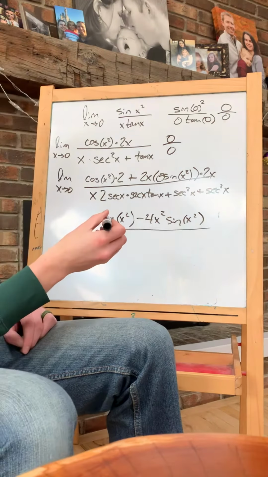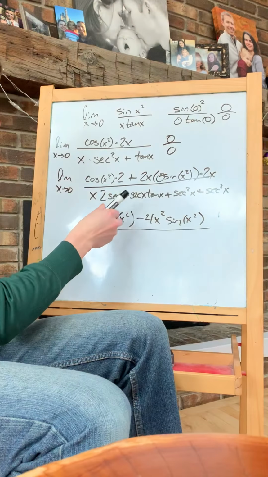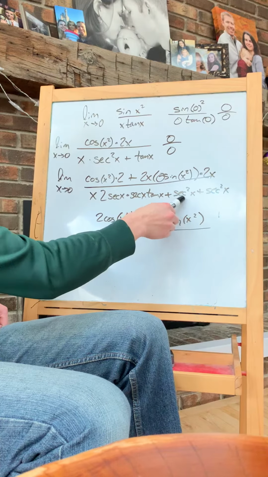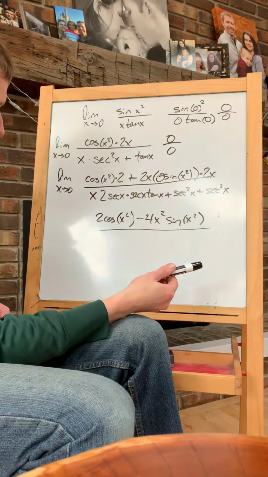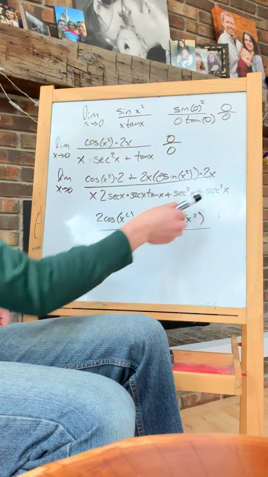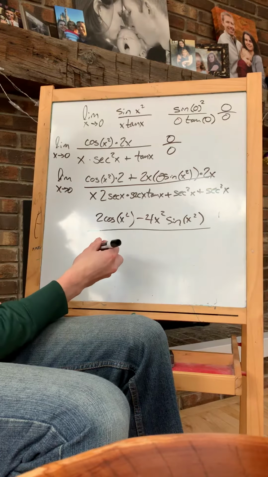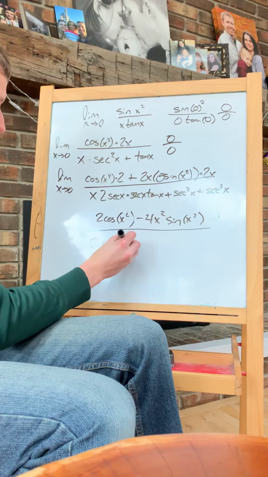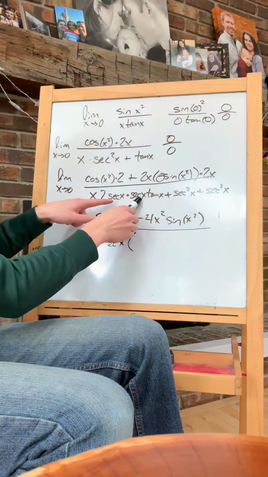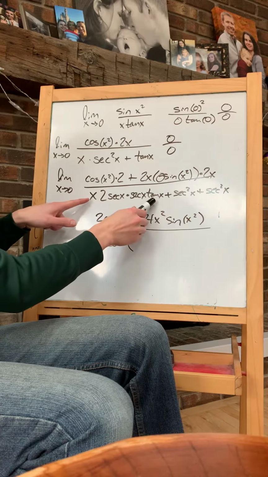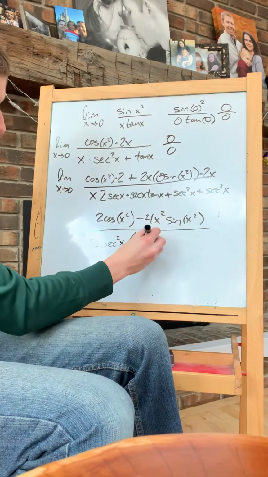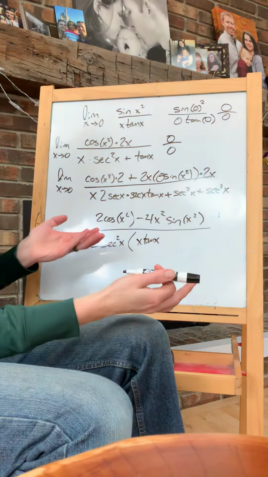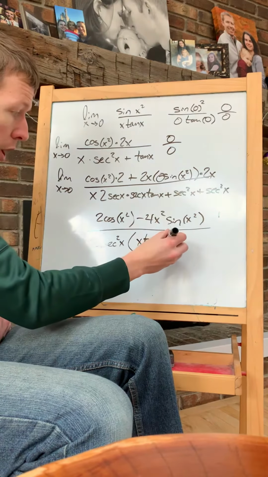divided by, down here, I've got 2 secant squared, I've got another secant squared, I've got another secant squared. So this is really plus 2 more secant squared of x. So what I could think of this as is 2 secant squared of x being multiplied by, in my first bit, this would be x tangent of x, and in my second bit, I just have 2 secant squared, so I would have just a 1.